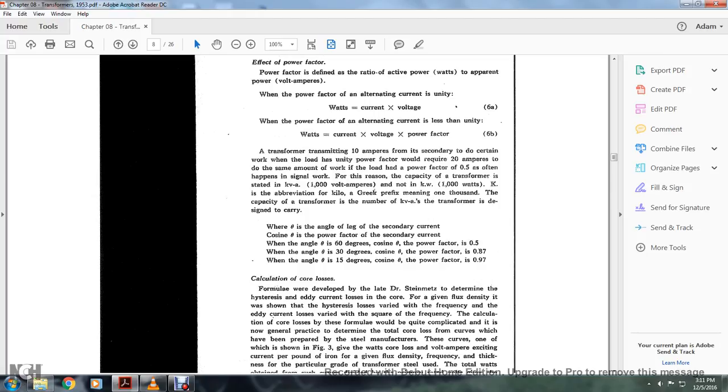Determine the hysteresis and eddy current loss of the core with the given flux density. The hysteresis loss varies with the frequency. The eddy current loss varies with the square of the frequency. The calculation of the core loss by the formula would be quite complicated.